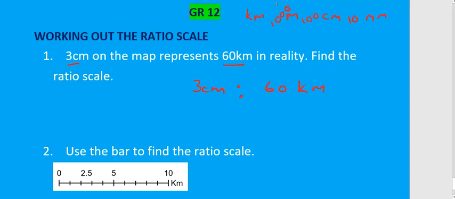So you would multiply first by 1,000 to get to meters. And then from meters, you multiply by 100 to get to centimeters. So you've got 3 centimeters is to 2. So we always want to convert the bigger unit, which is always the unit on the right.